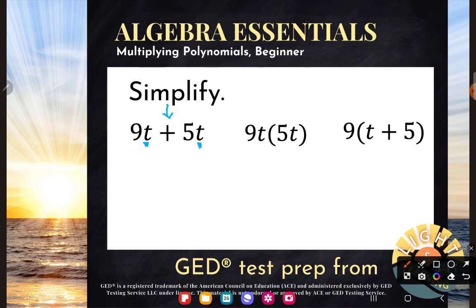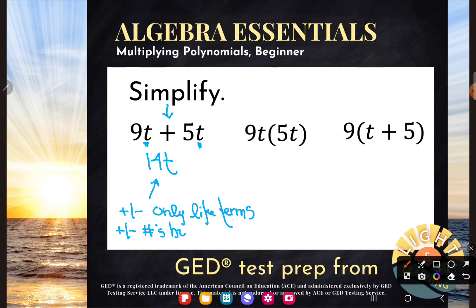So we have some number of t's and some other number of t's. We can combine them. So if I have 9 of something and I add 5 more of that something, I'll end up with 14. 14 what? Well, 14 of that something. So notice when you're combining, that's adding and subtracting, we only combine like terms. And then you add or subtract the coefficients, the numbers out front. But the variable portion does not change.